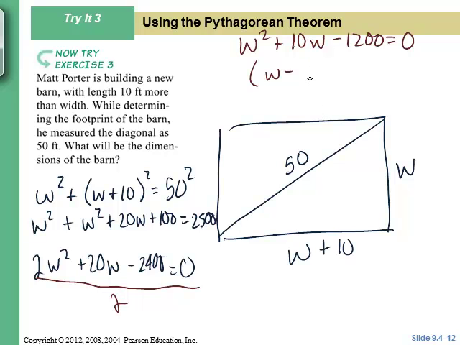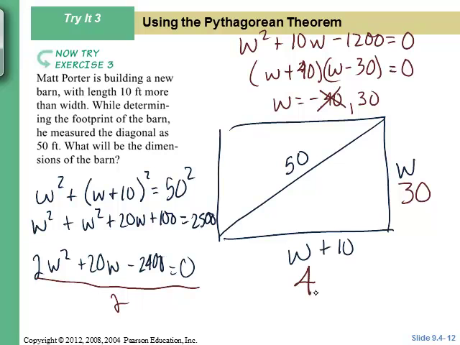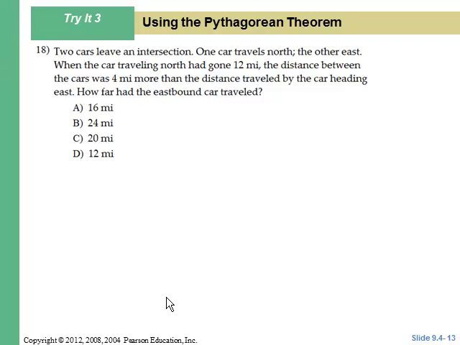W minus 40 or plus W minus 30, and our W equals negative 40 or positive 30. Obviously, it can't be negative, so this is 30 and this is 40. Okay? You do this one.